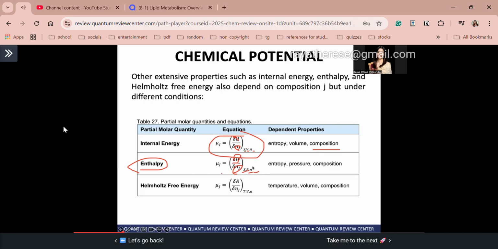That's the definition of enthalpy: how much it will change when you add more of substance J. That's your denominator, okay? And again, that depends on entropy, pressure, and other substances in the system. Lastly, this is a partial molar quantity equation for Helmholtz free energy. And what this equation says is the change in Helmholtz free energy A. Okay? So A, guys, Helmholtz free energy, it is the useful energy, right?